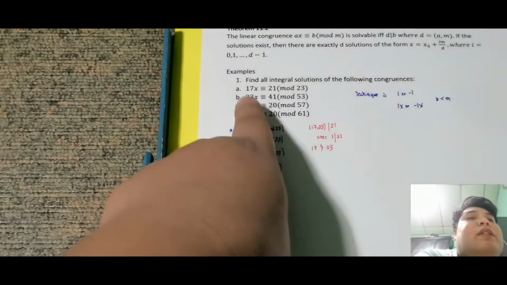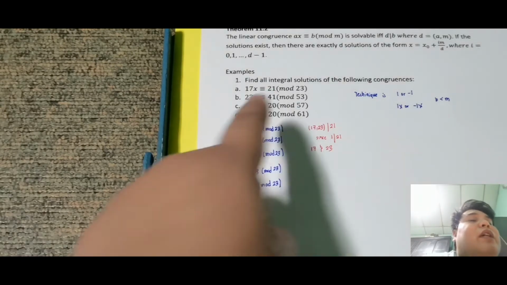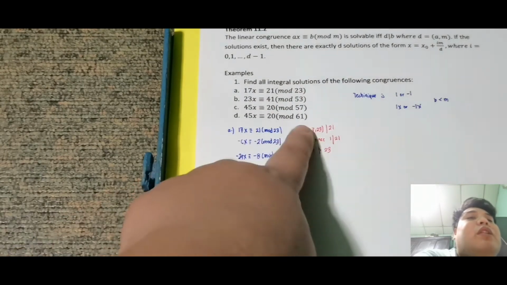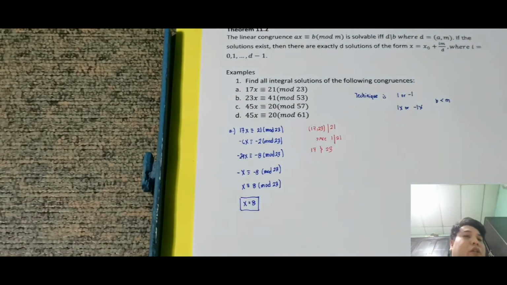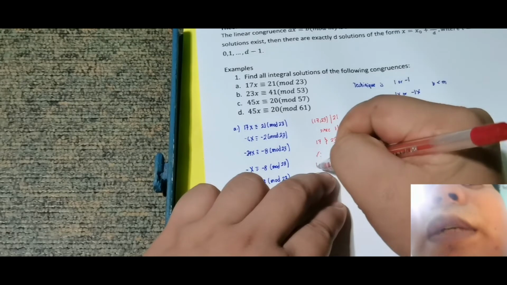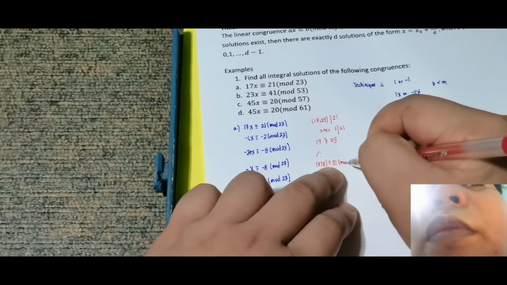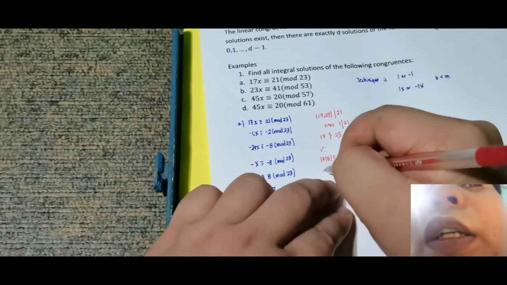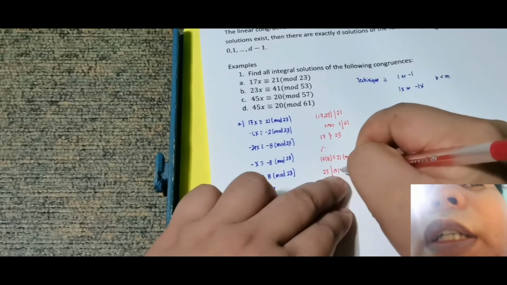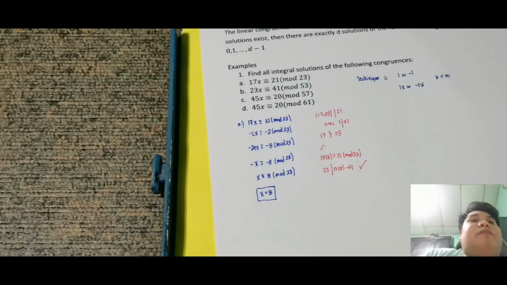Again, how did we check? 17 times 8 minus 21. Because the definition of mod is that m divides a minus b. So what I just did was check that 23 divides 17 times 8 minus 21. That's what happened. So, by checking, it's like this: 17 times 8 congruent to 21 mod 23. So, this is simply 23 divides 17 times 8 minus 21, which is true. Okay, so that was my checking.